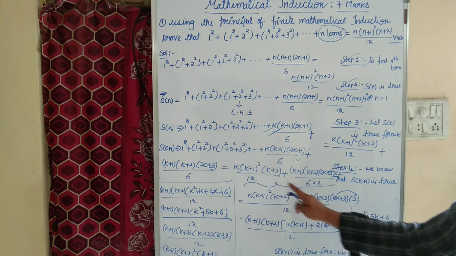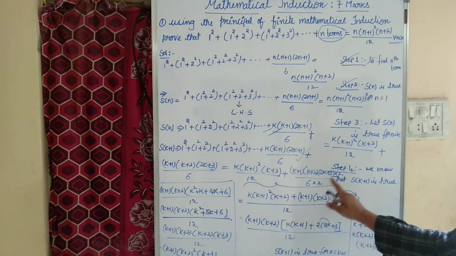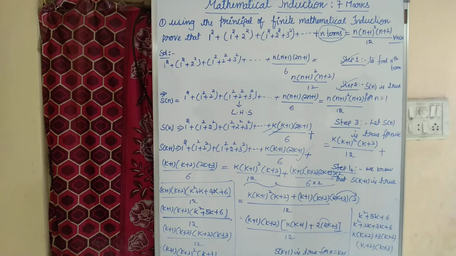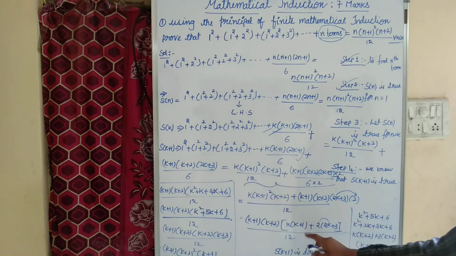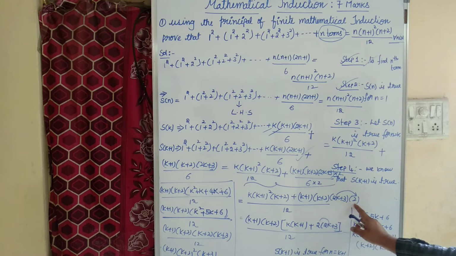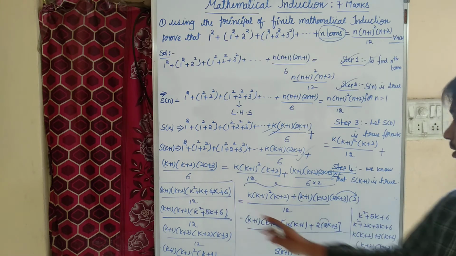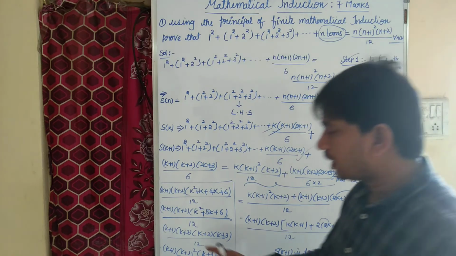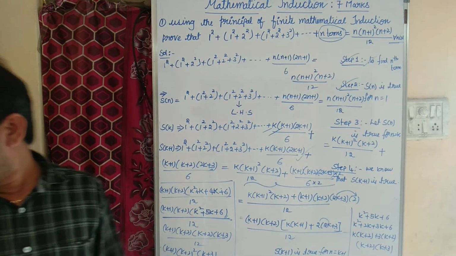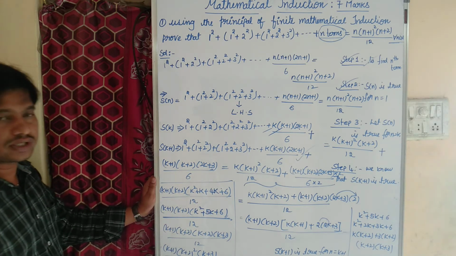Here we have taken 12, the LCM of 6 and 12. This is as it is, and I have written into 2 so that it will become 12. Now k plus 1, k plus 2 I took common, k into k plus 1. Here we have 2k plus 3 into 2. So k into k square, k into 1 is k, 2 into 2k is 4k, plus 6. As the factors, we get k plus 1 into k plus 2 into k plus 2 into k plus 3, that is k plus 2 whole square.